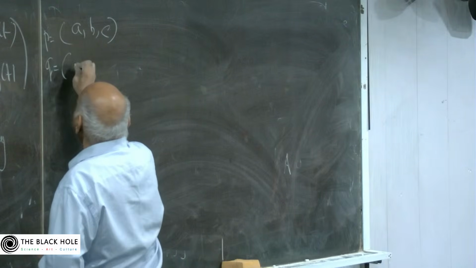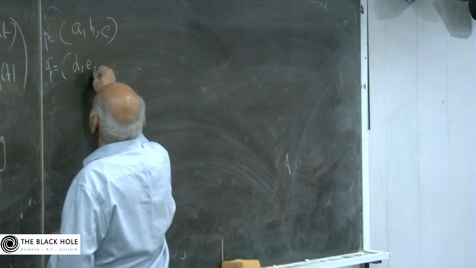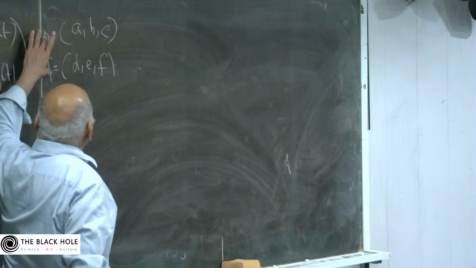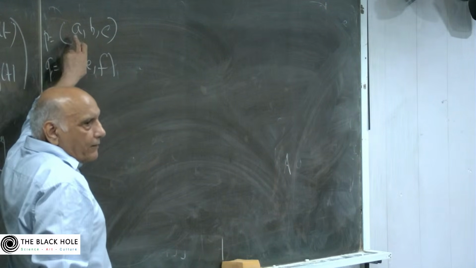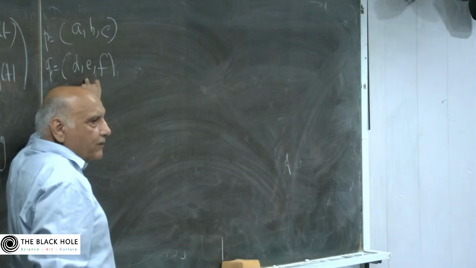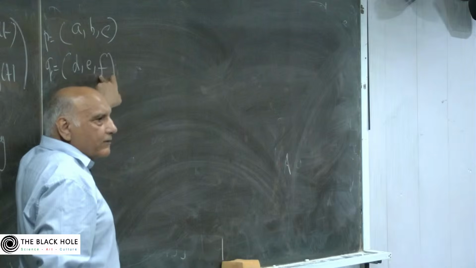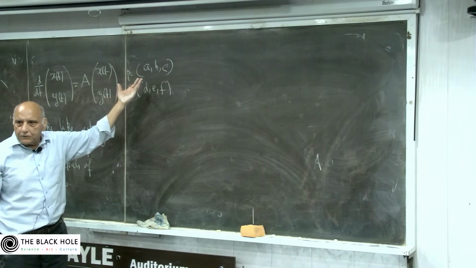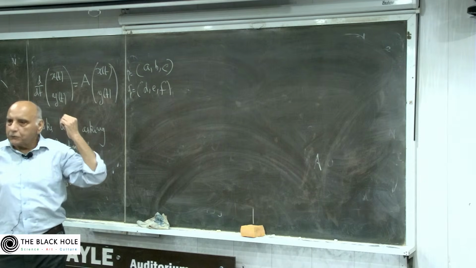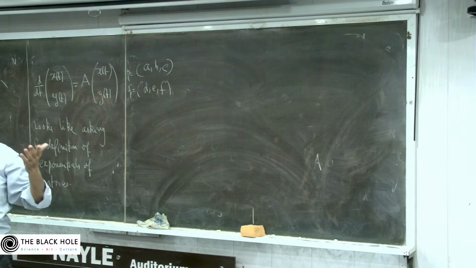And the second point is D, E and F. So what's the distance between P and Q? It is the square root of A minus D whole square plus B minus E whole square plus C minus F whole square. And the same you can do for distance between two matrices, right?